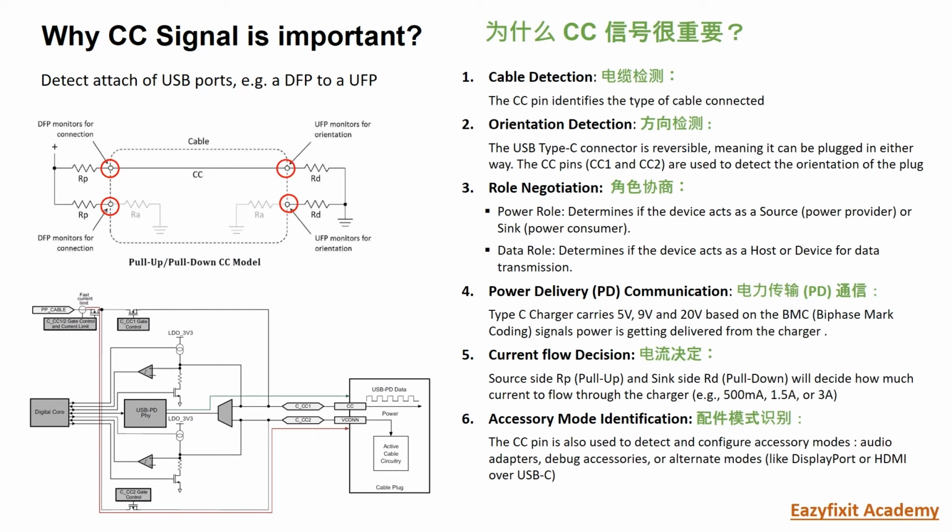Accessory mode identification. The CC pin is also used to detect and configure accessory mode, audio adapters, debug accessories or alternate modes like DisplayPort or HDMI over USB-C. This is all done by the CC line. The CC signal is so important. You need to understand the role of the CC pin in every single Type-C device, in modern electronic devices.